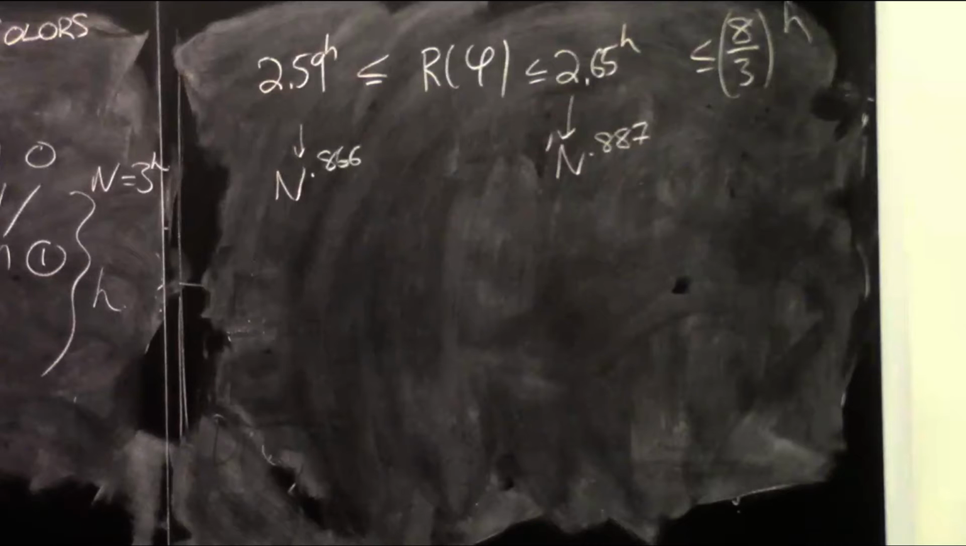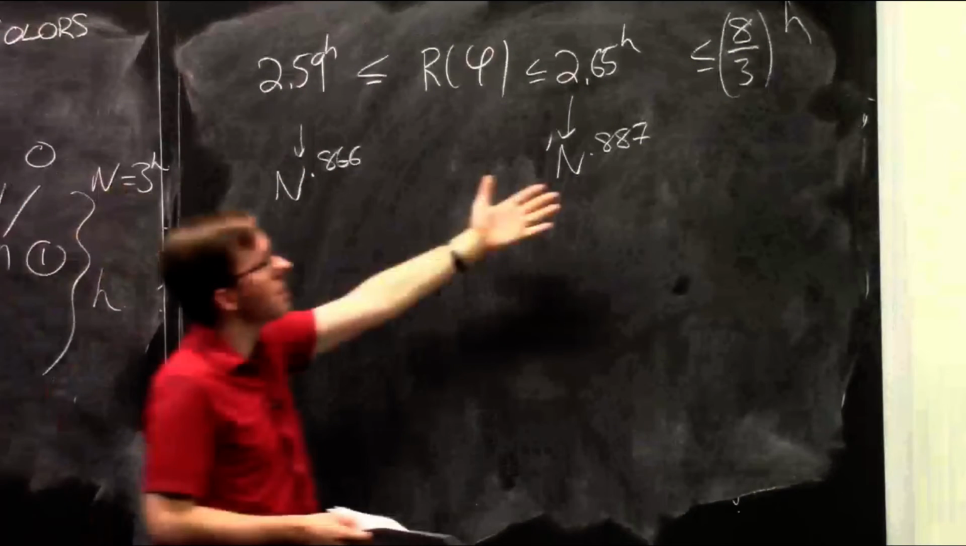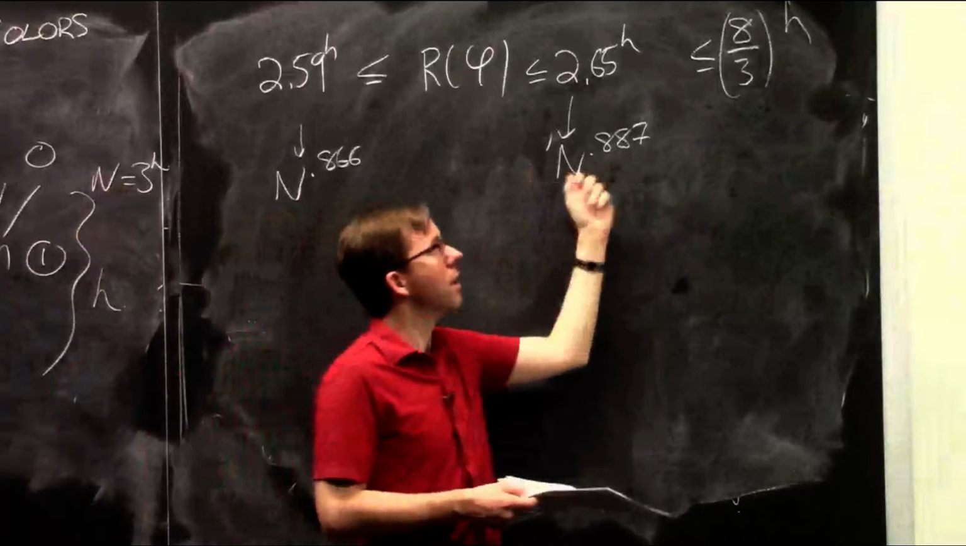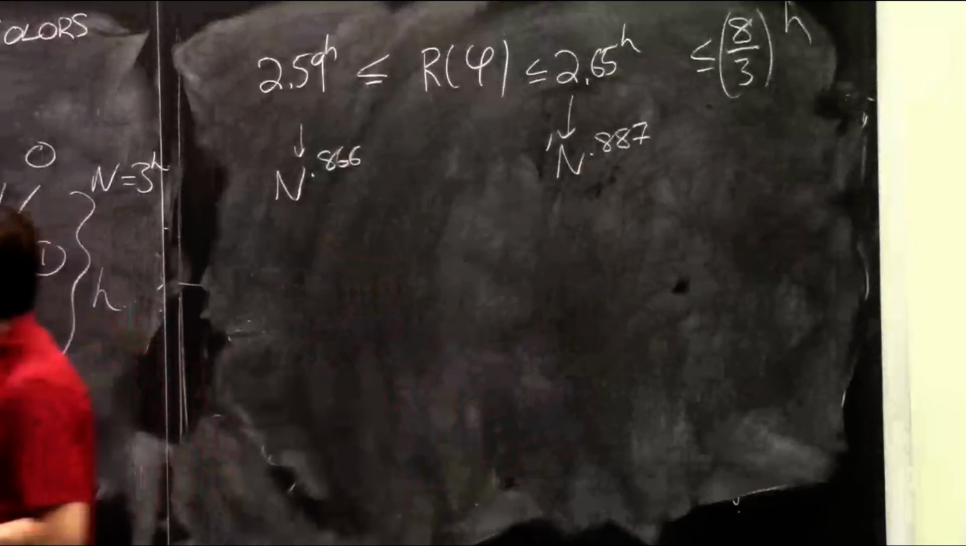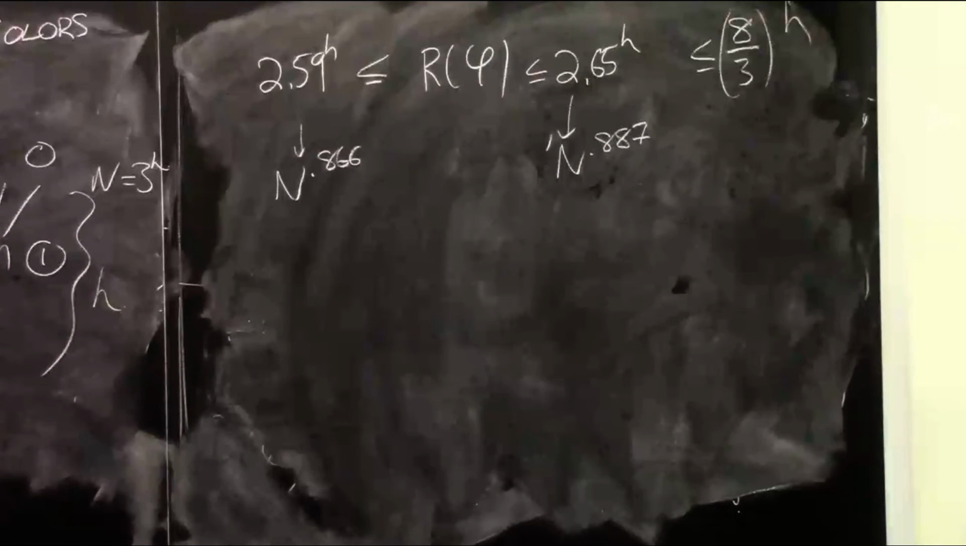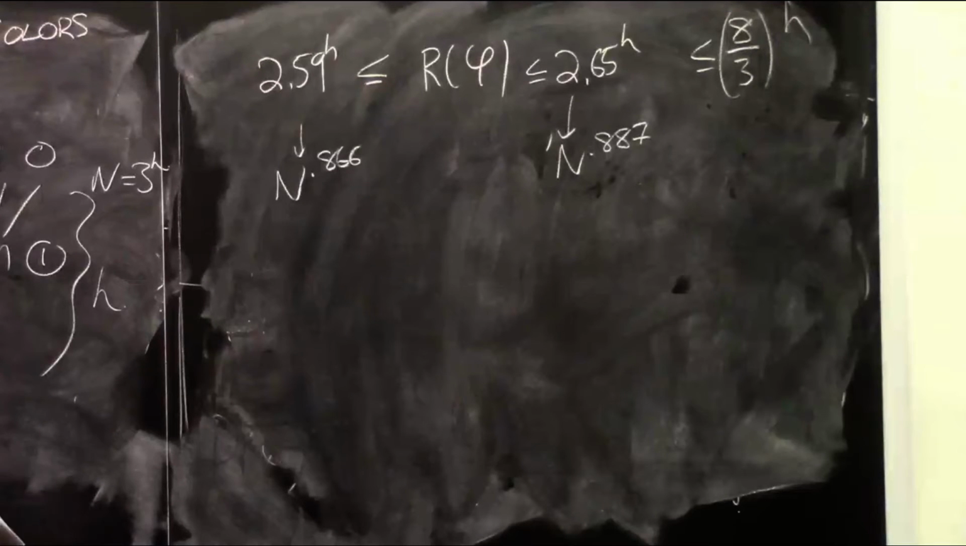But I only bring it up, really, just aside from entertainment value, as an illustration of a total problem where the randomized complexity is at least somewhat better. It's like n to the 0.887 at most, than the deterministic complexity. OK.